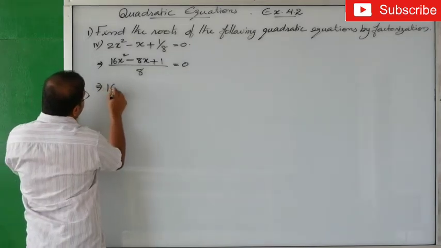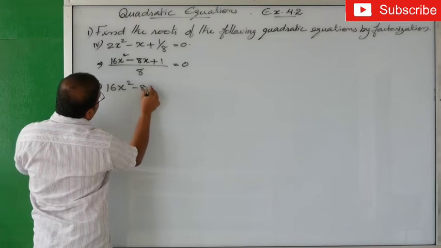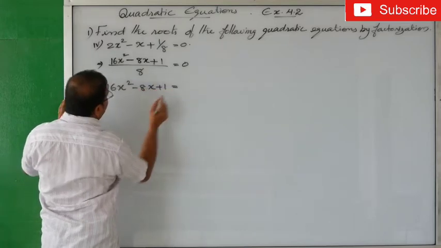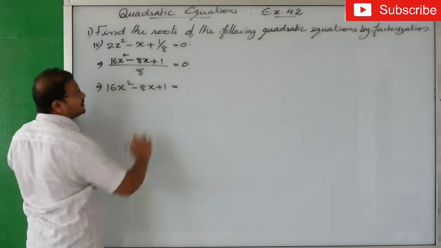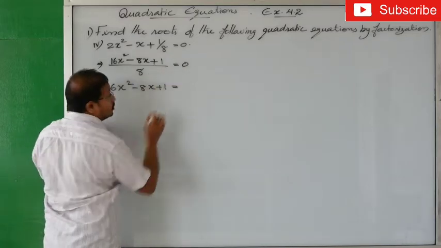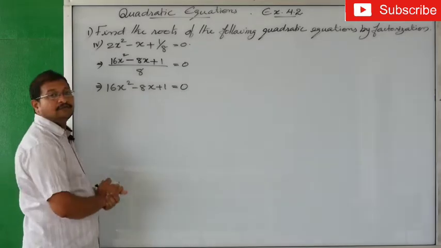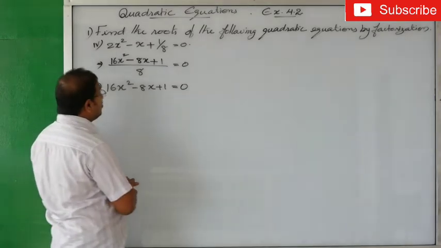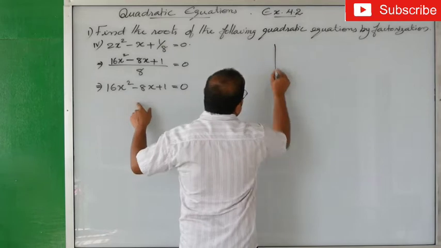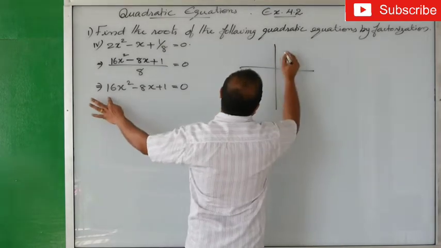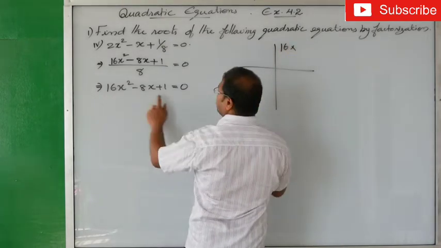This implies 16x² − 8x + 1 equals this. The 8 goes to the next side and will multiply, isn't it? So 8 into 0 is 0. Now this is our question. Ready? So what will you do first? Yes. We will multiply 16 into 1.